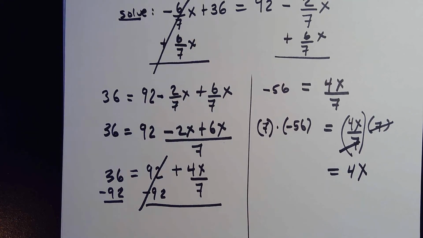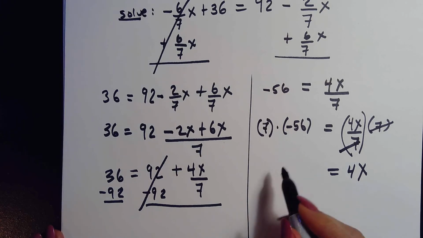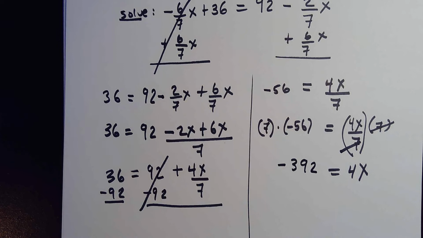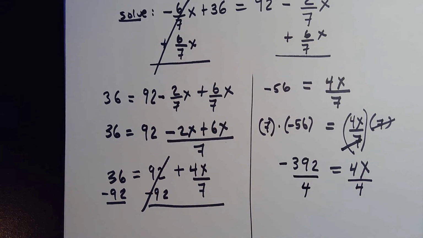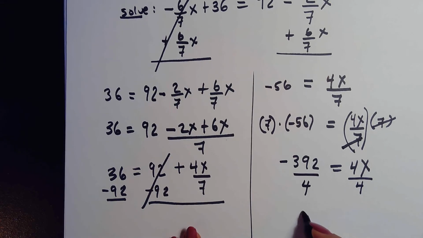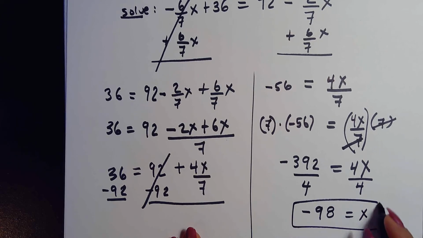7 times 56, and remember it's going to be negative, is going to be negative 392, right? Negative 392. And now when you divide by 4, because I'm going to get rid of this 4, right, it is going to give me negative 98 as the answer. Okay, so that's negative 98 as the answer.